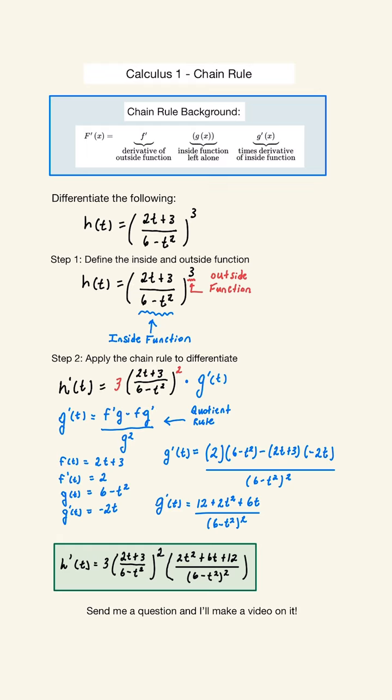h prime of t is going to be equal to 3 multiplied by 2t plus 3 over 6 minus t squared, all to the second power, which was the first portion of our chain rule, and then multiplied by 2t squared plus 6t plus 12 over 6 minus t squared to the second power, which was our second portion of the chain rule.